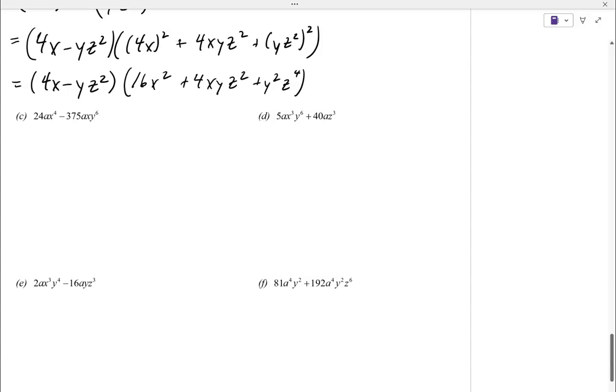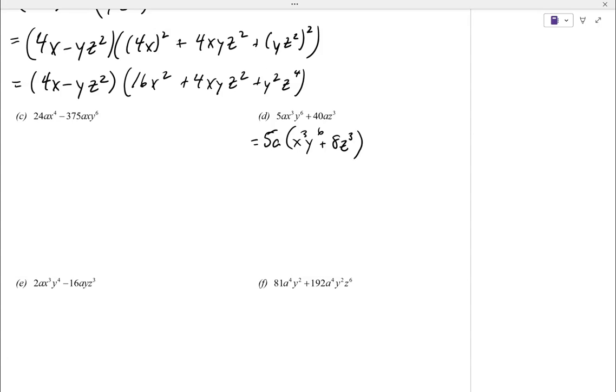All right, what did you notice first in part D? Yeah, there's a GCF, right? What did you factor out? A 5 and an a again, right? What are you left with when you factor out the 5 and the a? Good. So we take out that 5a, we're left with the x cubed y to the 6th for the first term. 5 out of the 40 leaves an 8, and then a z cubed. Are we okay with getting the GCF out of there? Okay.